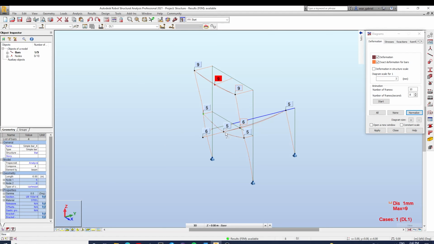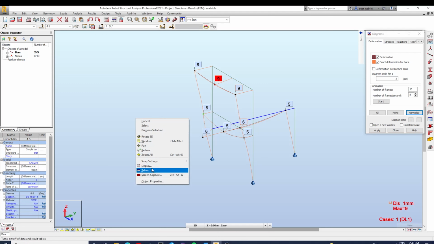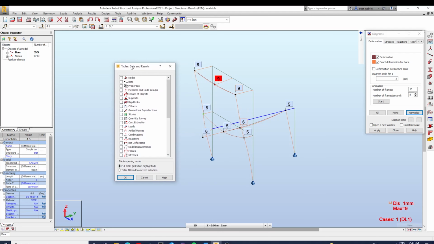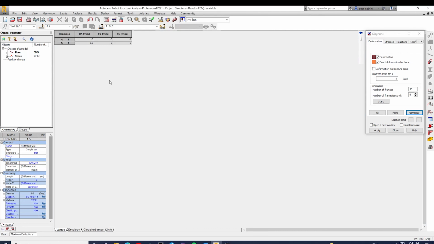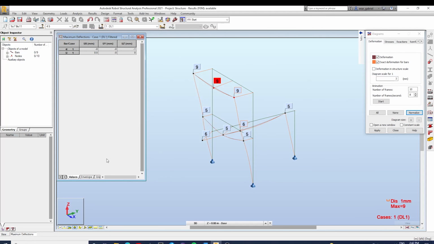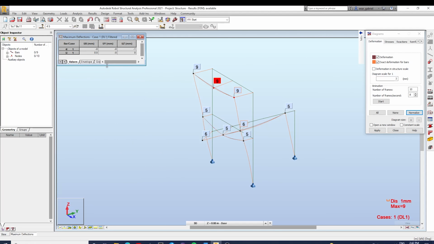If you want to check the member deflection and assess this number against the code limits like span divided by 250 or 360 or 500 or whatever number you go for, we should check the member deflection, which in this case for bar number 4 is 1 millimeter and not 6 or 5 millimeters.